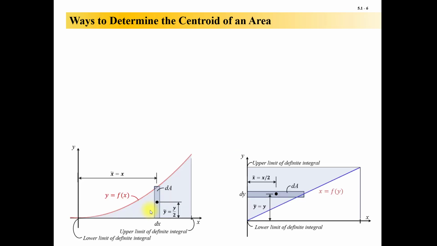Another way to determine the centroid of an area is if the area is defined as a function, like one side of it's a function. So like this is a shape that's the area under this curve of some function f of x. Then you can find it using calculus.